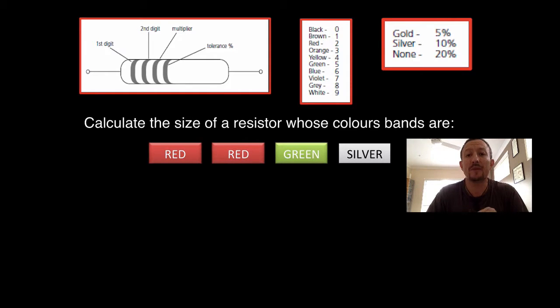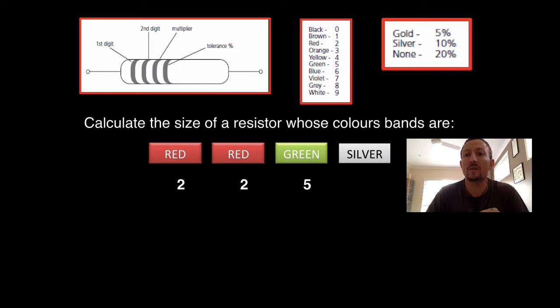So for the first band, we look in our middle table and we can see that it's the number 2. So we'll write down number 2. The second band is also red, so we'll write down number 2 there. So those are my two values because I've only got 4 bands. So it's 22. Now I'm going to work out the number of zeros that come after that. Well, it's green. Green means that there are 5 zeros that come after it, so it's 22 plus 5 zeros. So basically that puts it at 2,200,000 ohms.